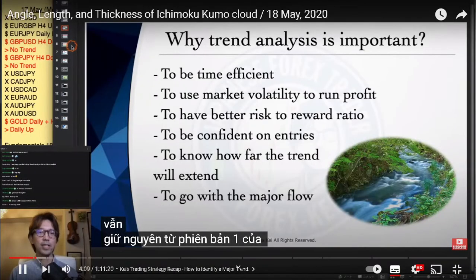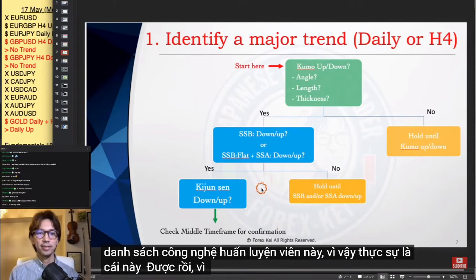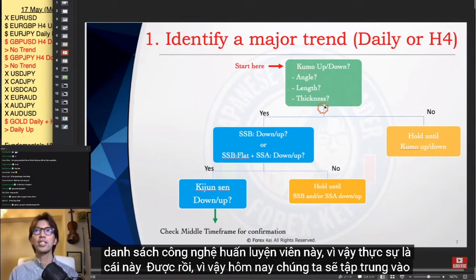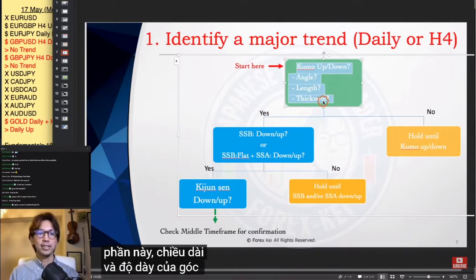Section 1 of this trend checklist, which is actually this one. Alright, so we're going to focus on this part today: the Kumo angle, length, and thickness.